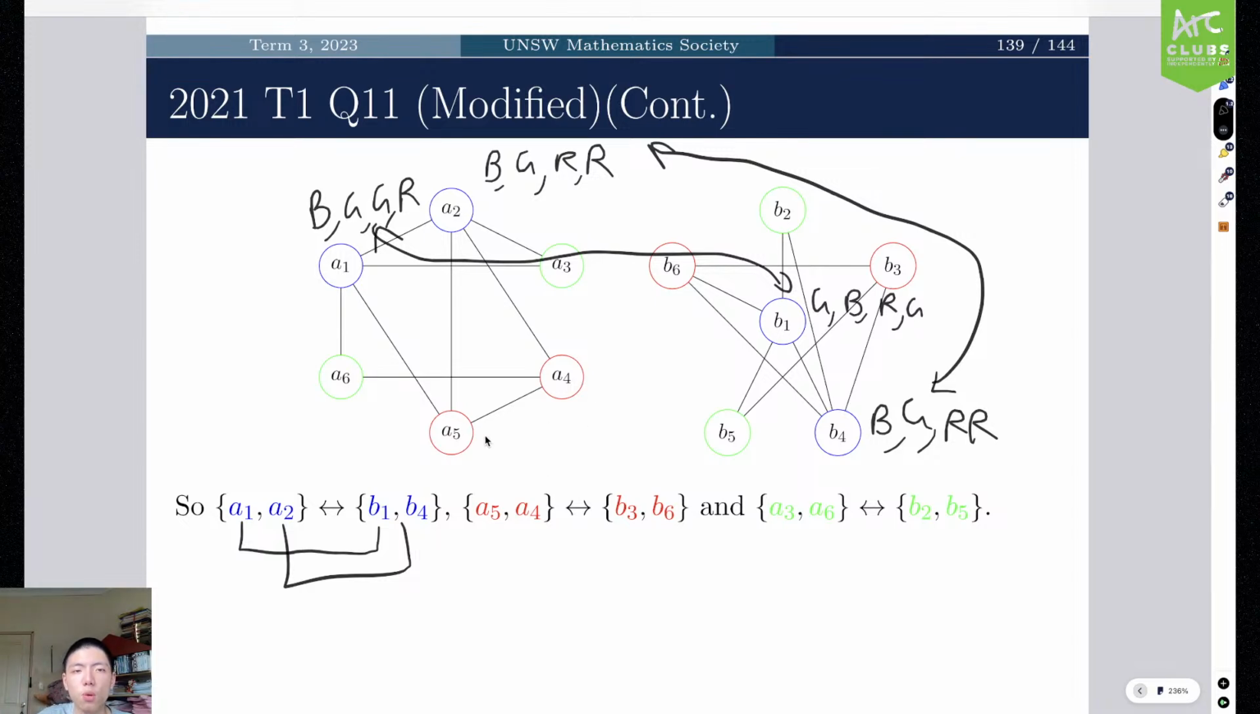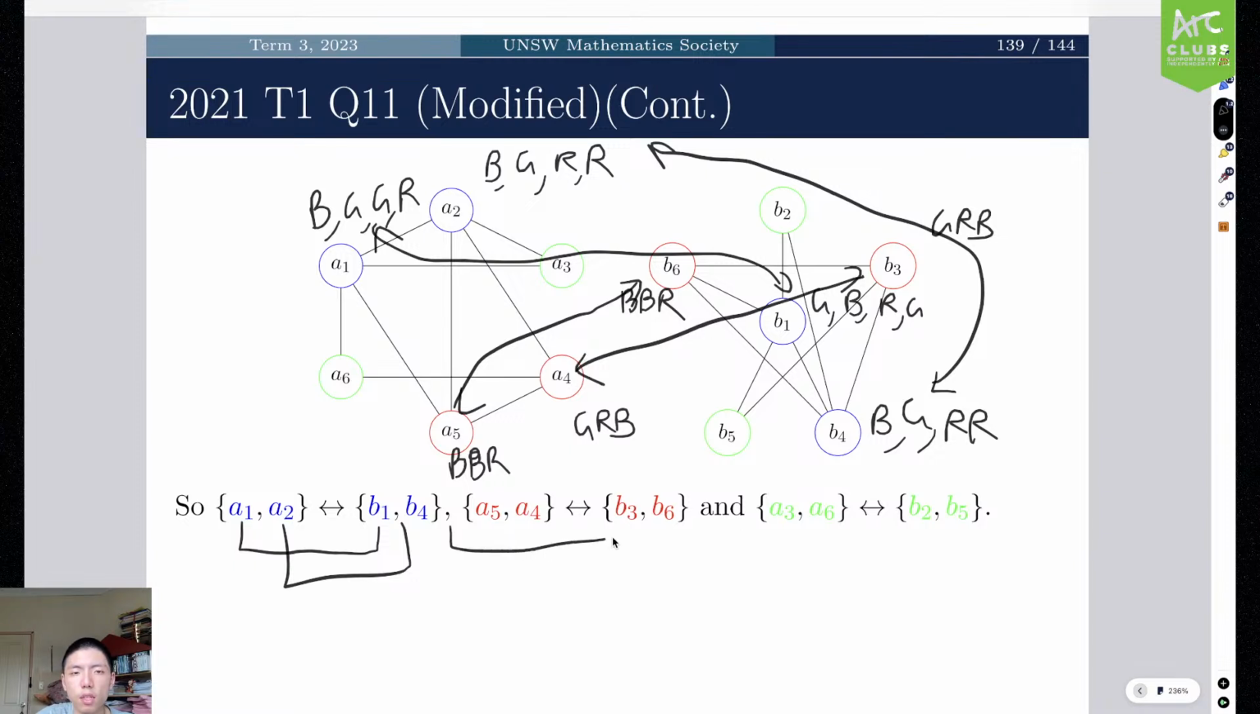You can use the same idea to work out the reds. This red is next to blue, blue, and red. And this is next to green, red, and blue. And this one here is next to green, red, blue. And this one is next to blue, blue, red. So you can immediately tell that these two are probably going to be the same, and those two are probably going to be the same. So this gives us our mapping over here, and you can do the same thing to find the greens that map to each other.